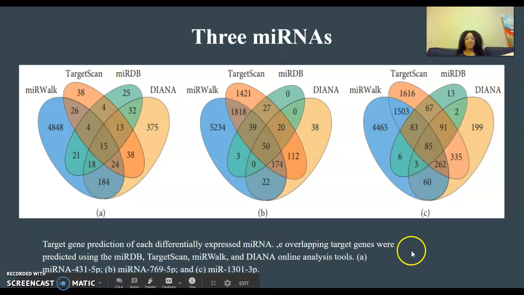The 3 microRNAs form. Those are the 3 microRNAs that the researchers identified using all the software tools that we presented in the first slide. Target gene prediction of the differentially expressed microRNAs. Target genes were predicted using miRDB, TargetScan, miRWalk, and DIANA.